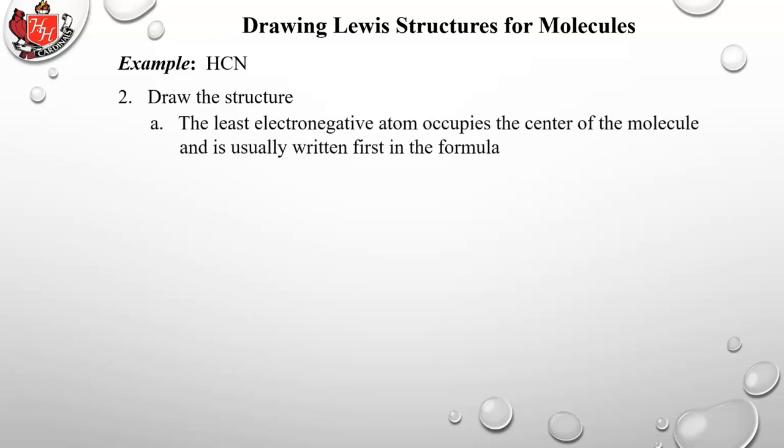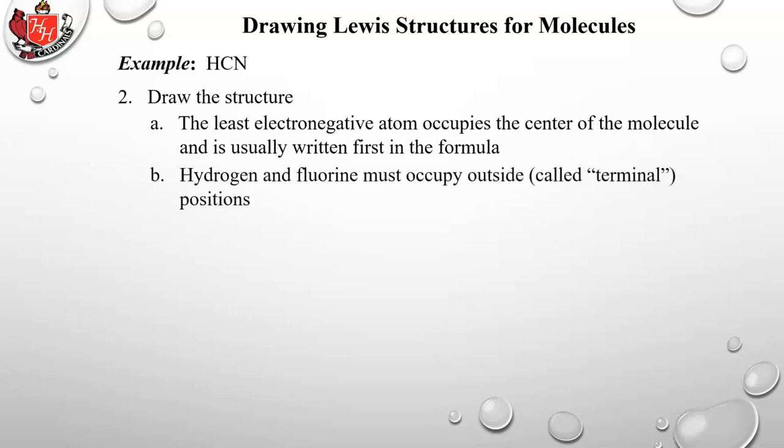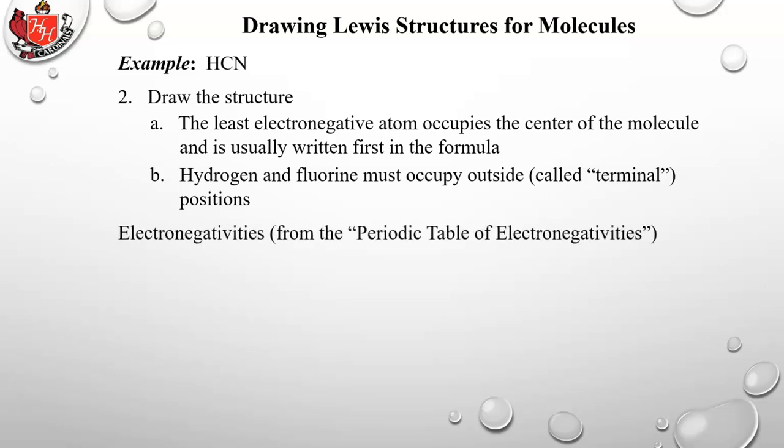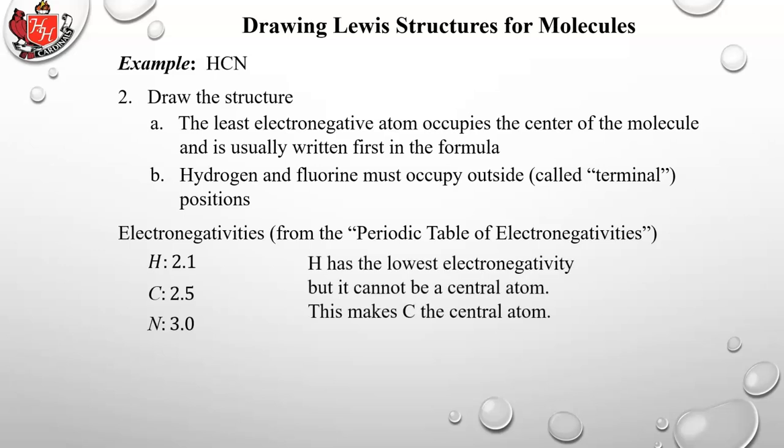Well, H cannot be in the middle. And carbon is a little less electronegative than nitrogen. So generally that's the way the formula is written, because that's the order of the atoms. H is 2.1, carbon's 2.5, and nitrogen's 3.0. H has the lowest electronegativity, but it cannot be a central atom because it can only bond on one side. This makes carbon the central atom. So that's going to be the structure.